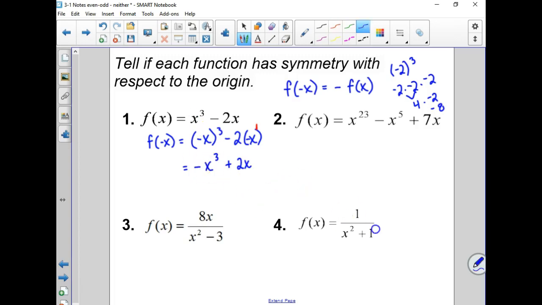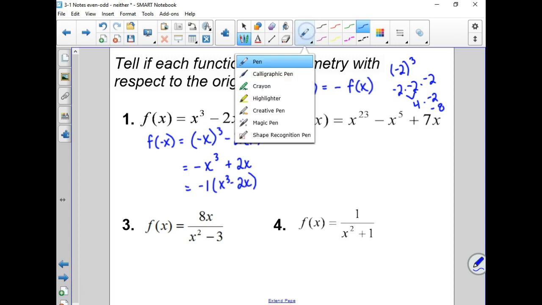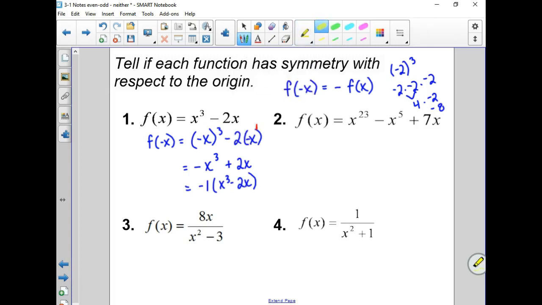If we wanted to here, we could factor out a negative 1, which would leave us with x to the third minus 2x. And notice here that x to the third minus 2x is f of x. So what we have found here is that this equals negative f of x. So this is in fact an odd function. It has symmetry with respect to the origin.